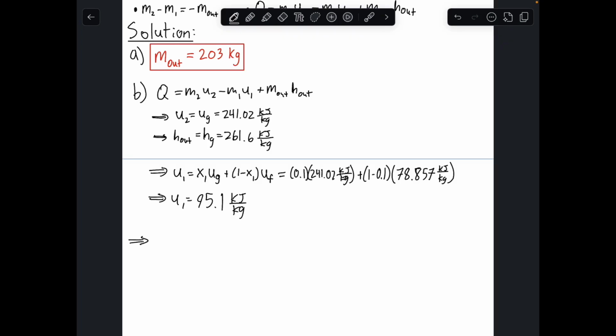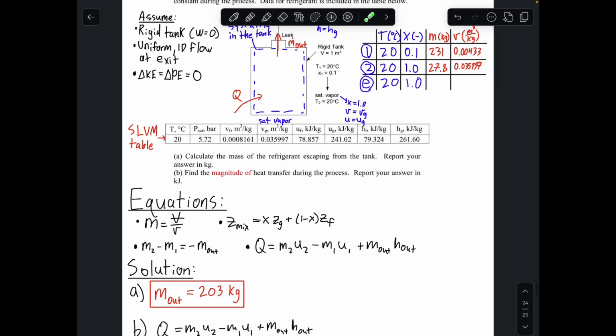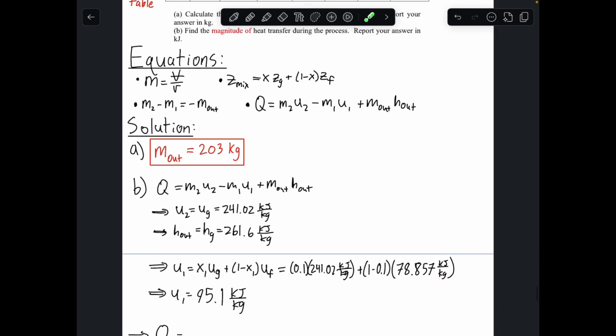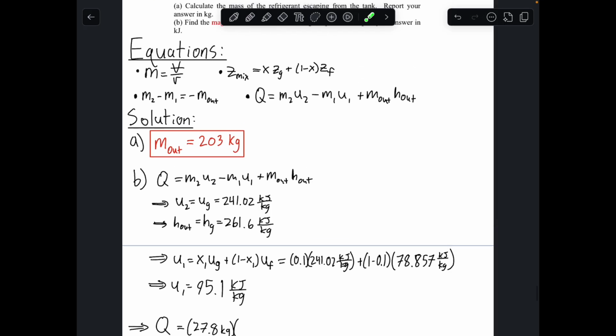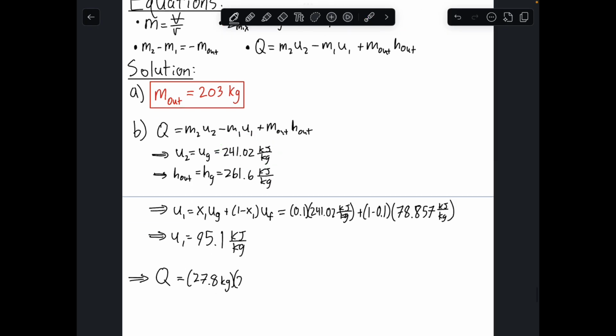And now we have everything we need to plug into our equation here, so we can just plug everything in and find the total heat transfer. So m2, we found up here, was 27.8 kilograms times U2, which is equal to 241.02 kilojoules per kilogram. And see that the kilograms cancel out and we're left with kilojoules, which is what it asks us to solve for. So that's a good sign.